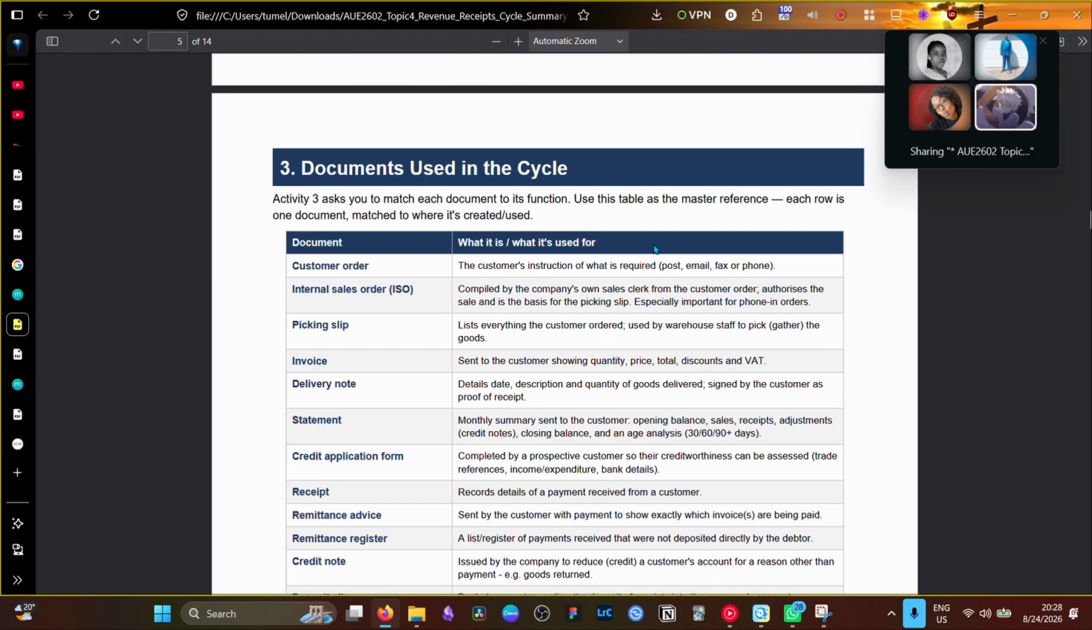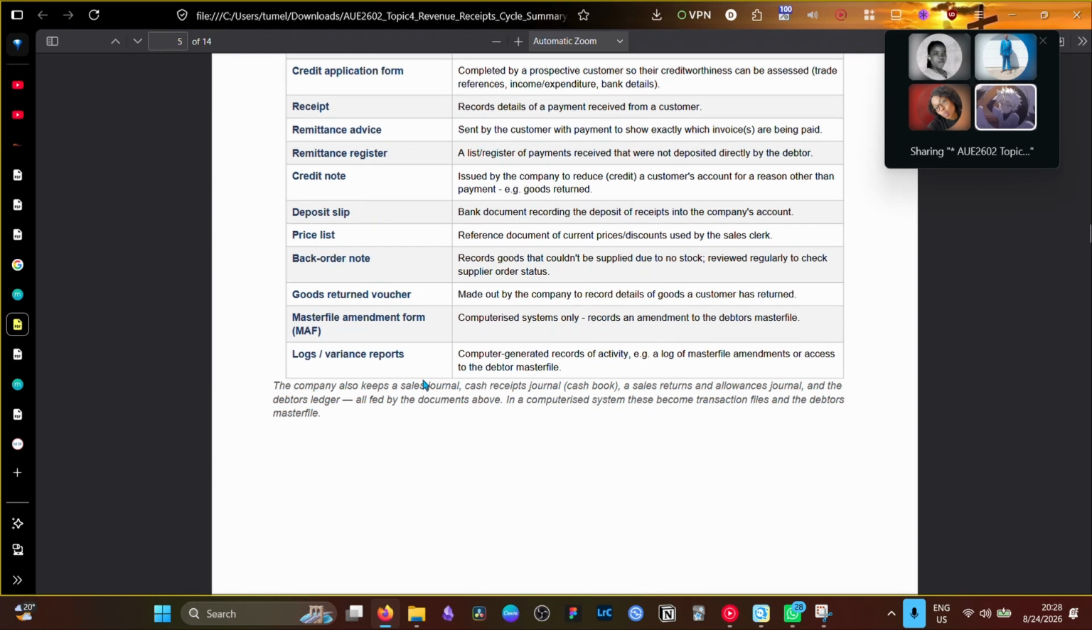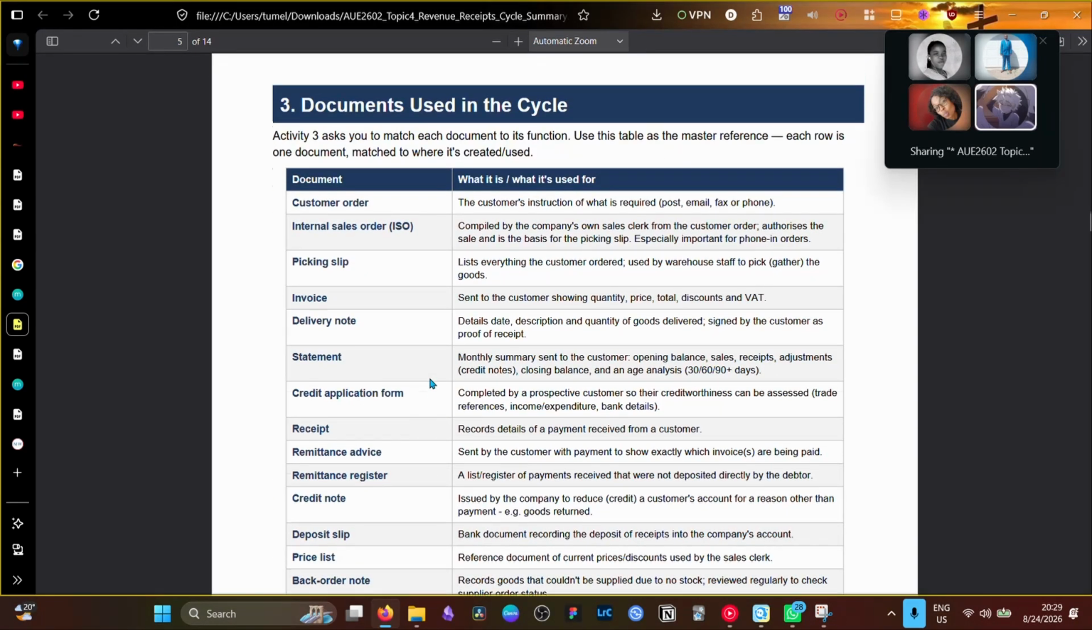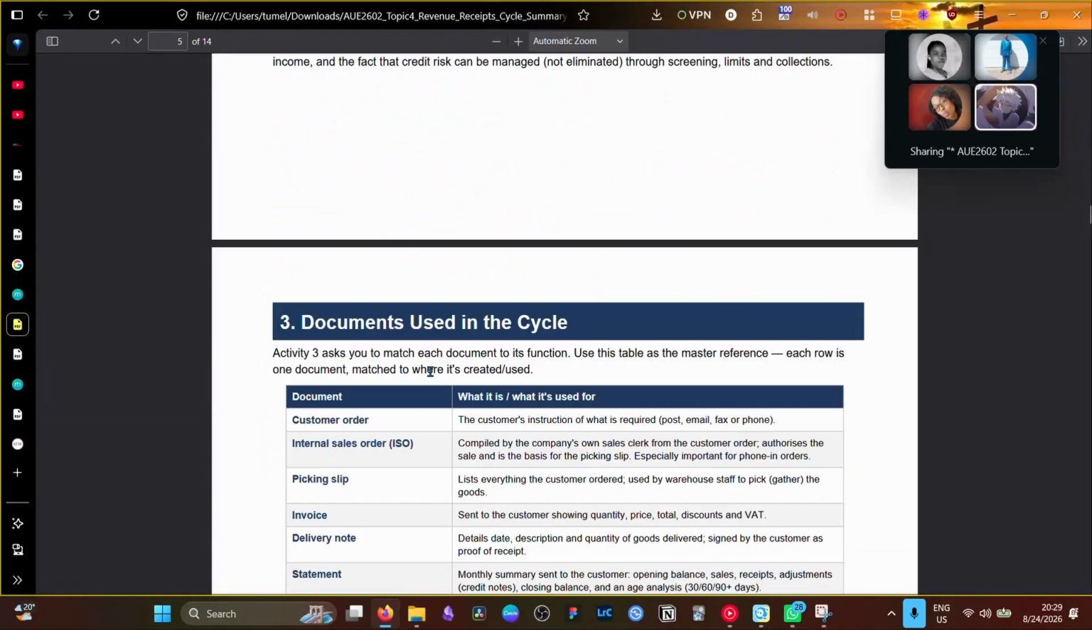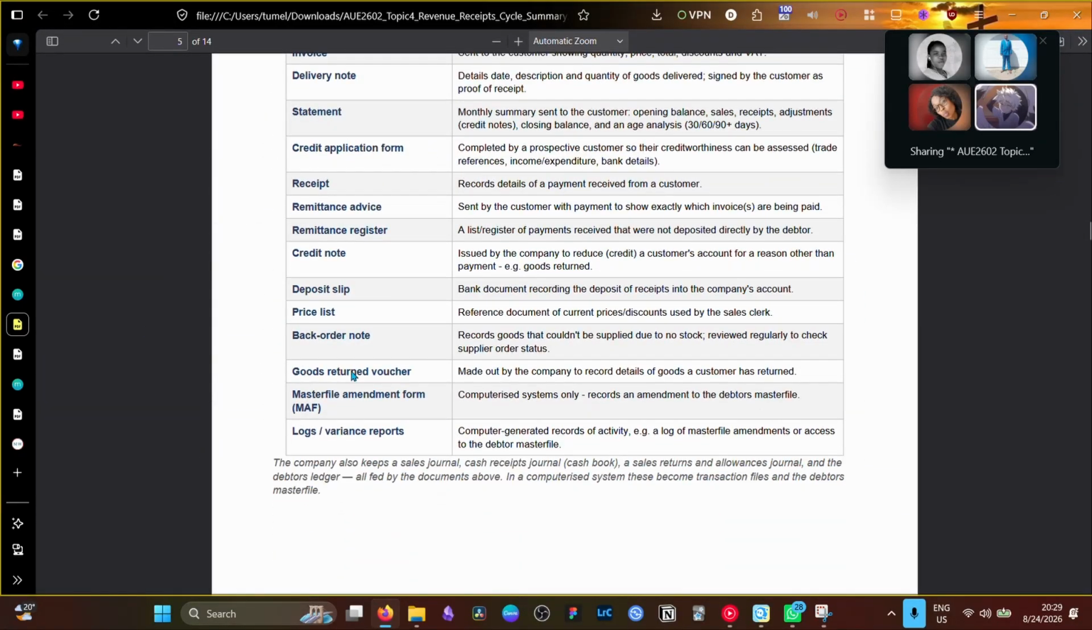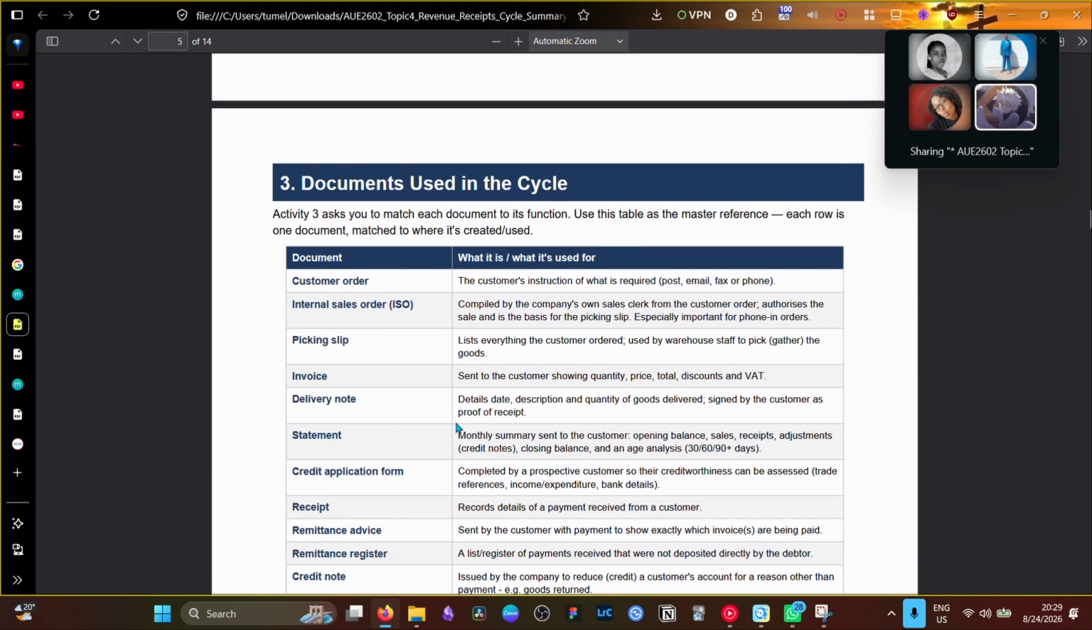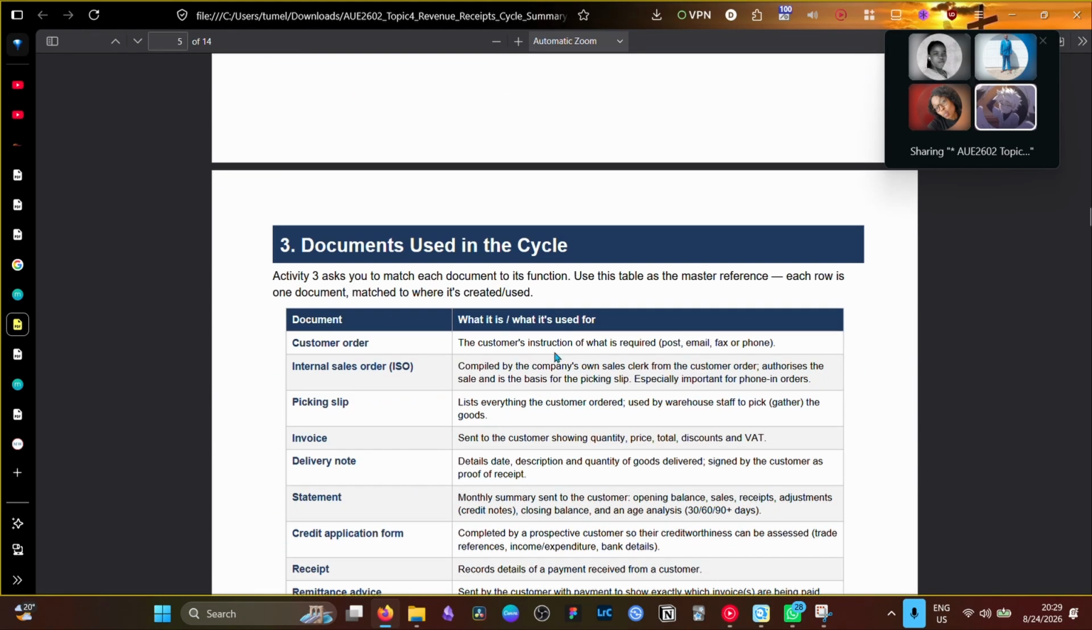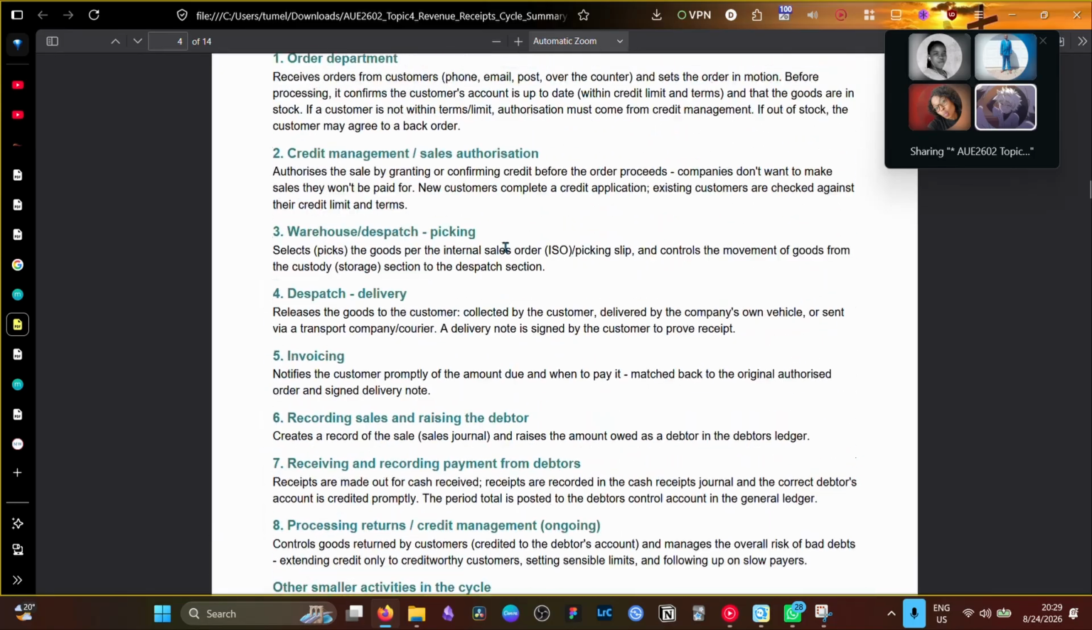Guys, this is important. You see this document used in the cycle. This is really important. In fact, everything is important, but this is really important. It's important to know where you find this and that, so that once you understand what this is, you can know where you'll find it up here.